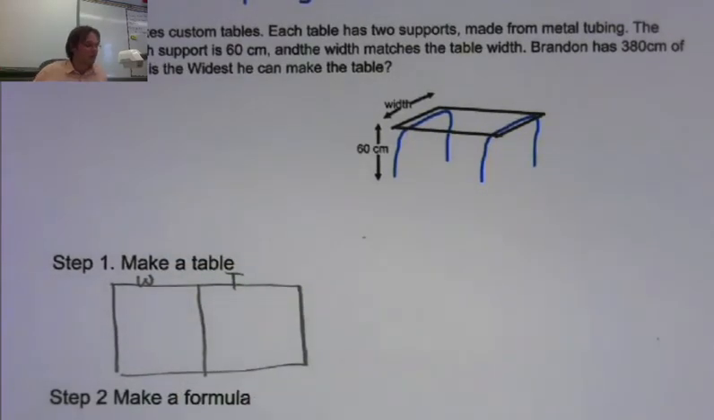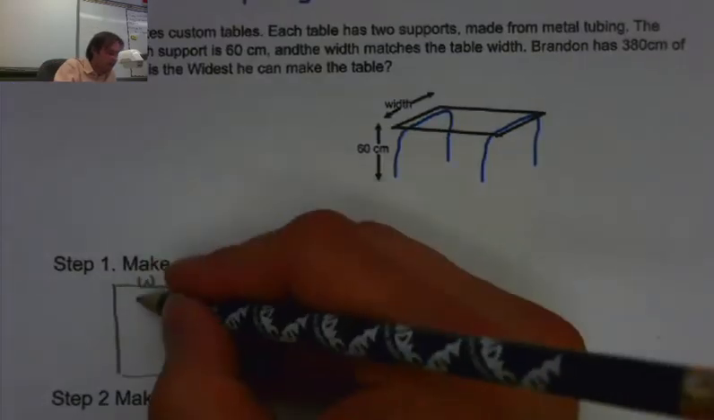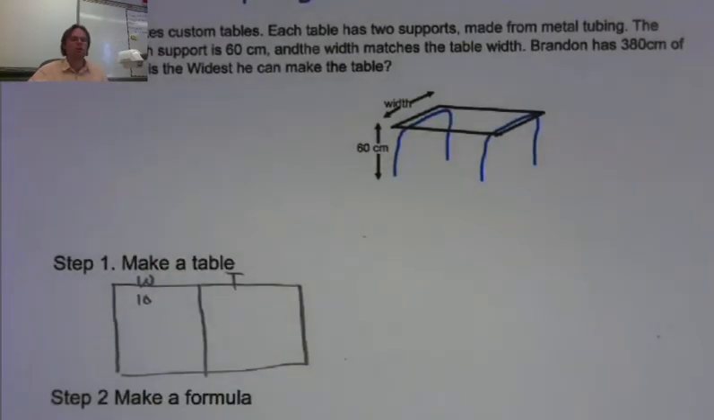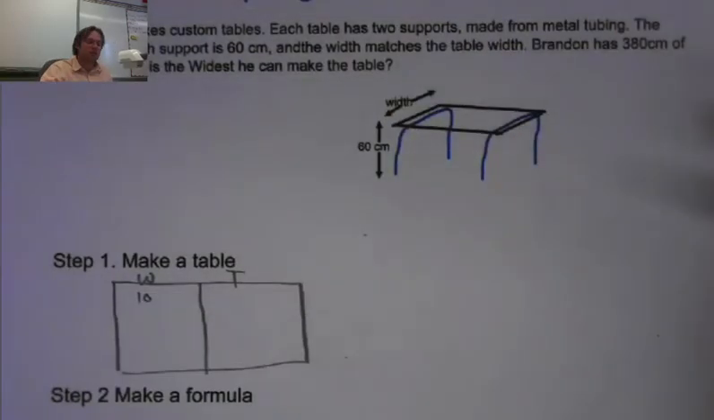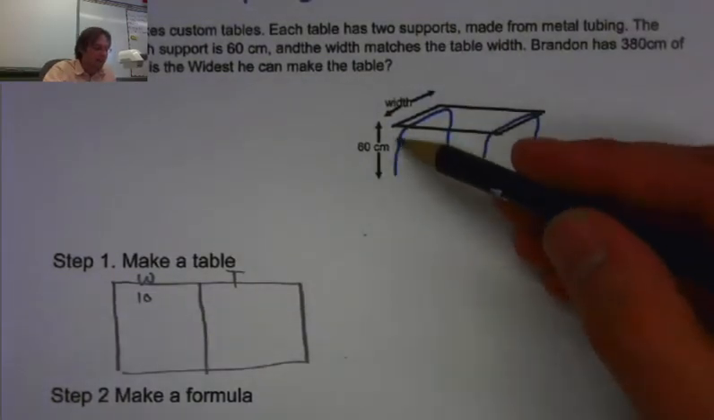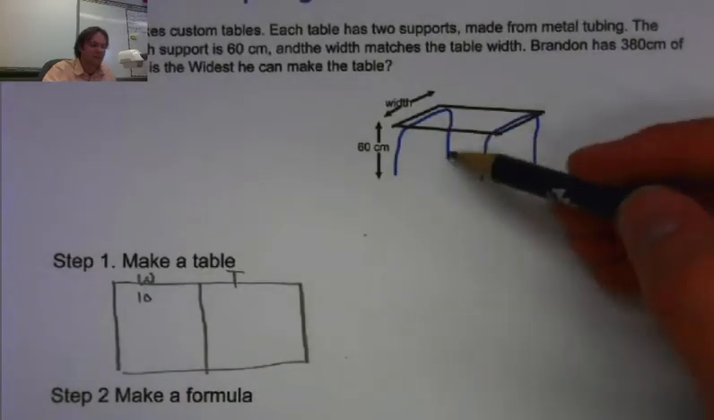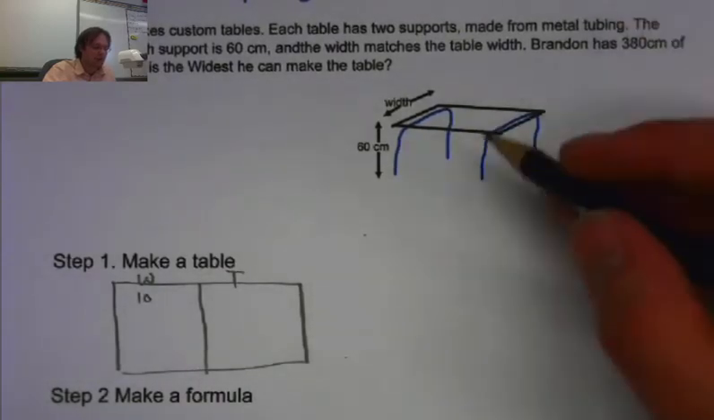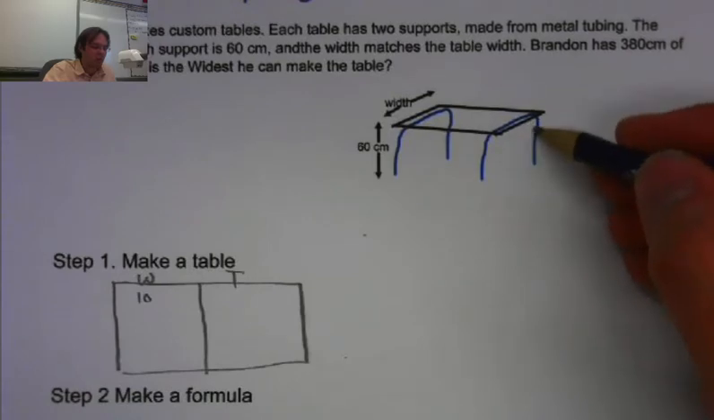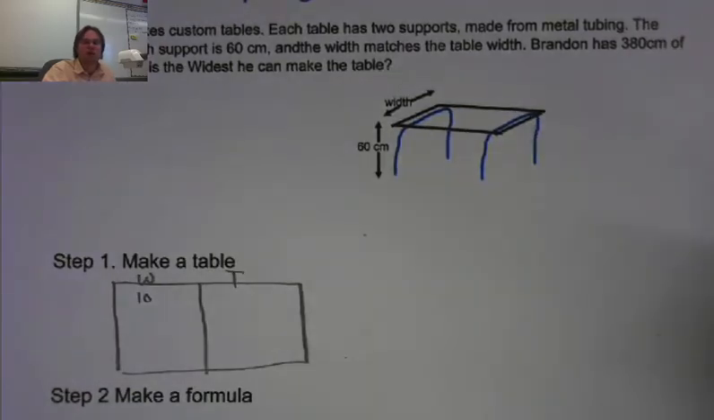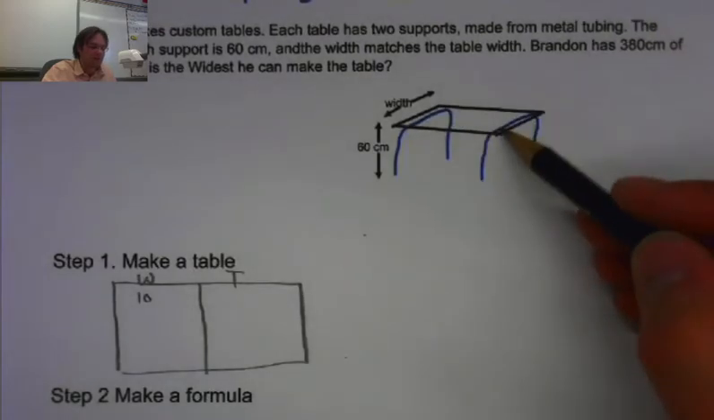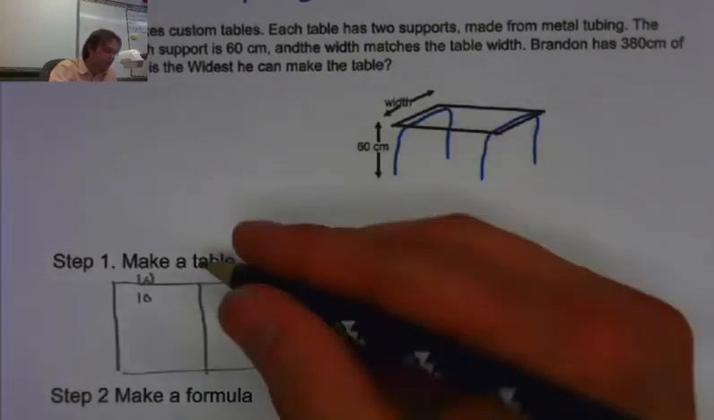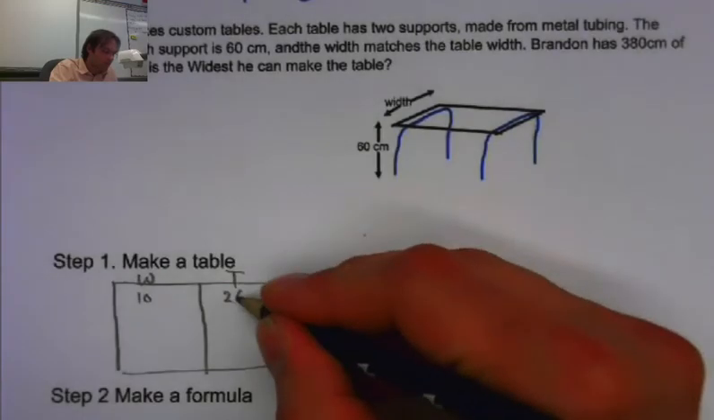Okay, so if I start at a width of 10, what am I going to have for total centimeters? Well, let's look at this. We know my height is 60, so I have 60 plus 60 is 120. And then these heights here are 60 as well, so that's now 240. And then my width is 10, so 240 plus 10 and 10 is going to be altogether 260.